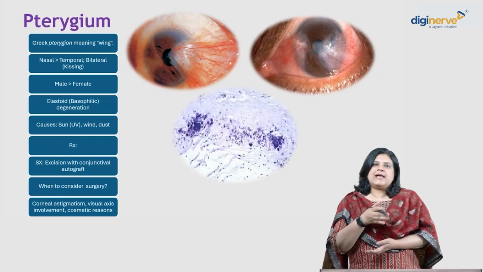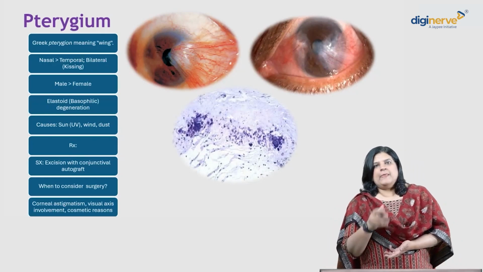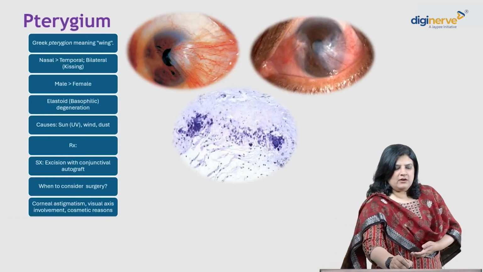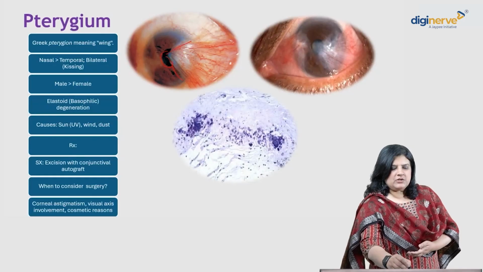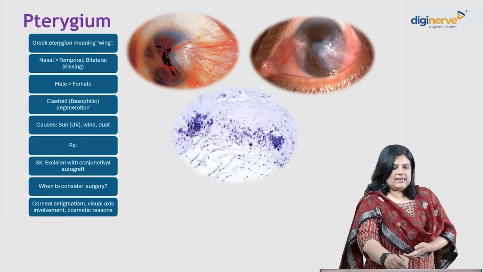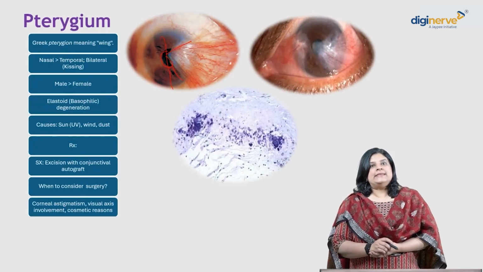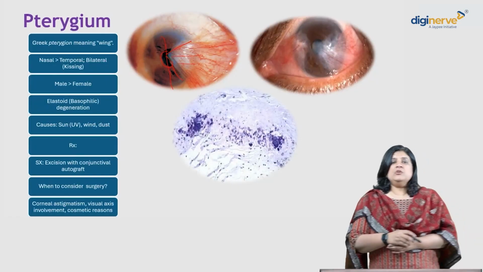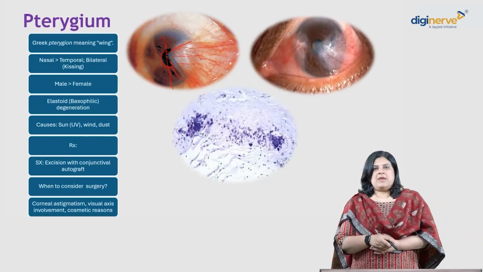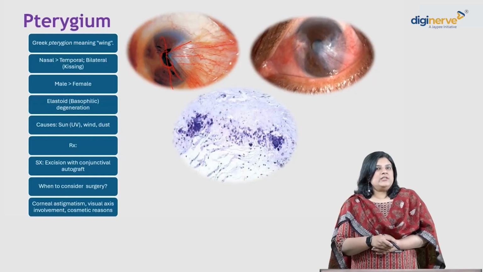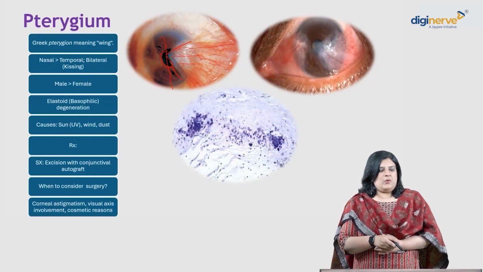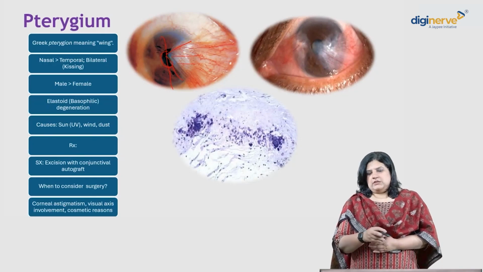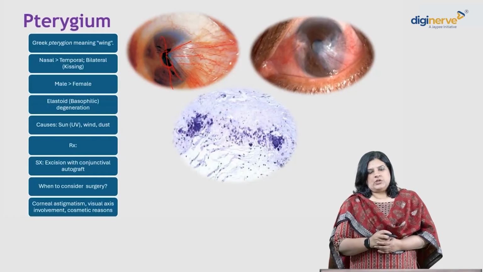So when do we decide that this patient needs surgery? First being encroachment of the visual axis. So it is coming closer to the pupil. As you can see in this patient, the pupil is almost bisected because of the pterygium. Second is that this entire bit of pterygium is causing a significant amount of astigmatism and refractive error, which is quite disturbing to the patient and therefore requires a surgical intervention. And third, if the patient has cosmetic concerns, then also it requires a surgical intervention.